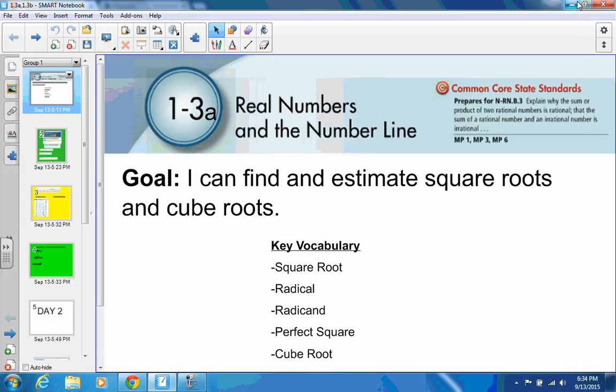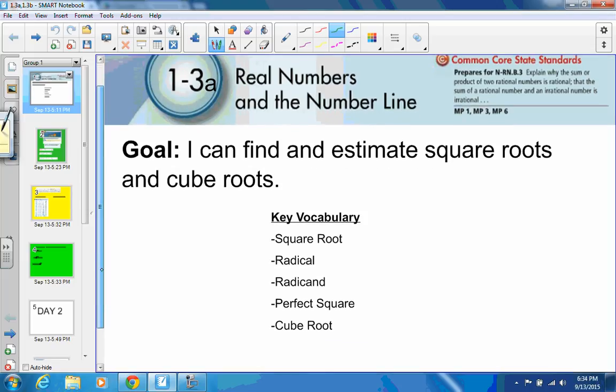So this is going to be our first part of section 1.3. Tomorrow we'll watch the video for the second section of 1.3, breaking it up into two different sections. It's entitled Real Numbers in the Number Line, and your goal to write down for today is right here. I can find and estimate square roots and cube roots. Okay, we're going to focus especially on the square roots part.